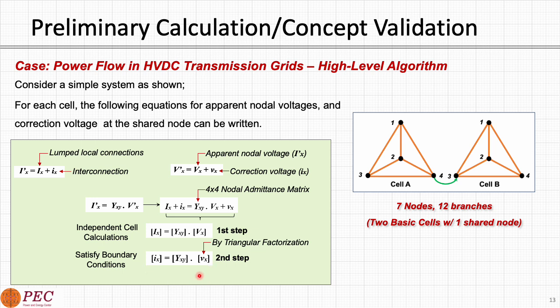That is to find the correction voltage by triangular factorization and then to know the interconnecting current. And eventually, by combining them both, we can get the actual value of voltage and current for those nodes and calculate power flow.